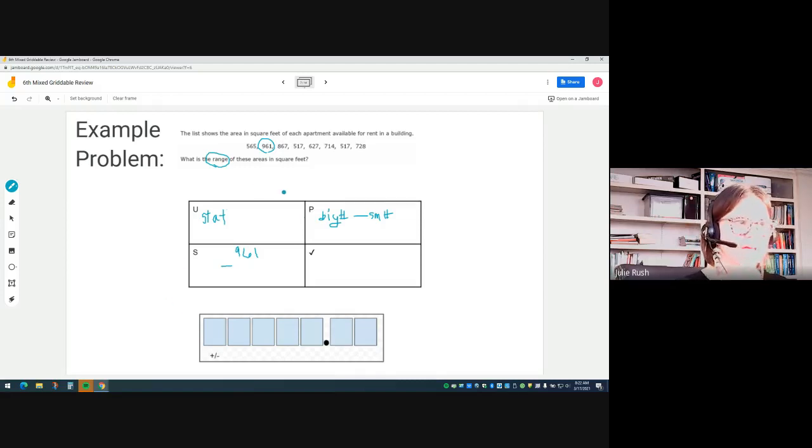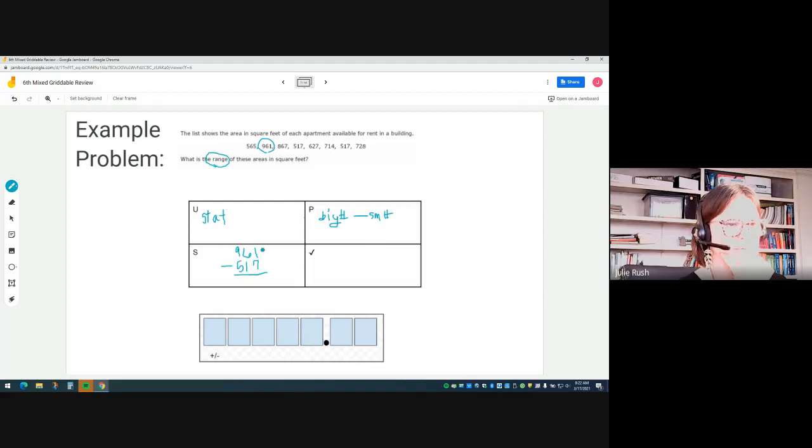And it looks like it's 500. And I have two of 517, but we're only going to use one of them because it's still the lowest value, even though there's two of them. And so we're going to subtract the 517.